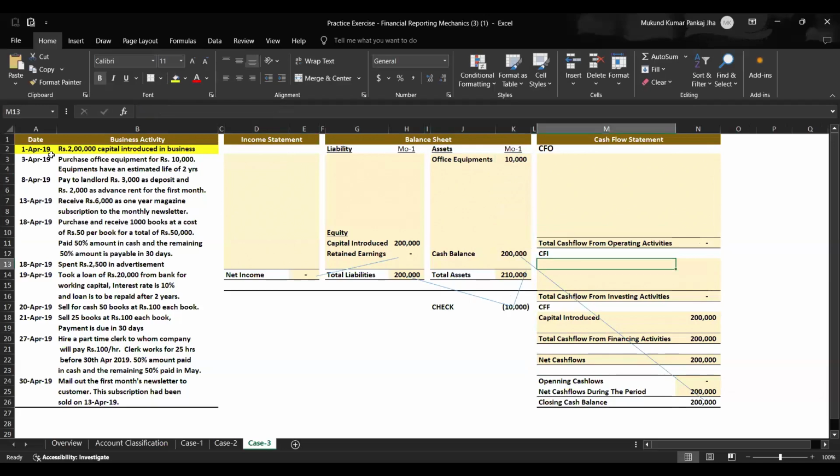And since I have purchased the office equipment, where will the next entry belong to? Where will the next entry belong to? Very good. Cash flow from investing activities. Cash outflow.